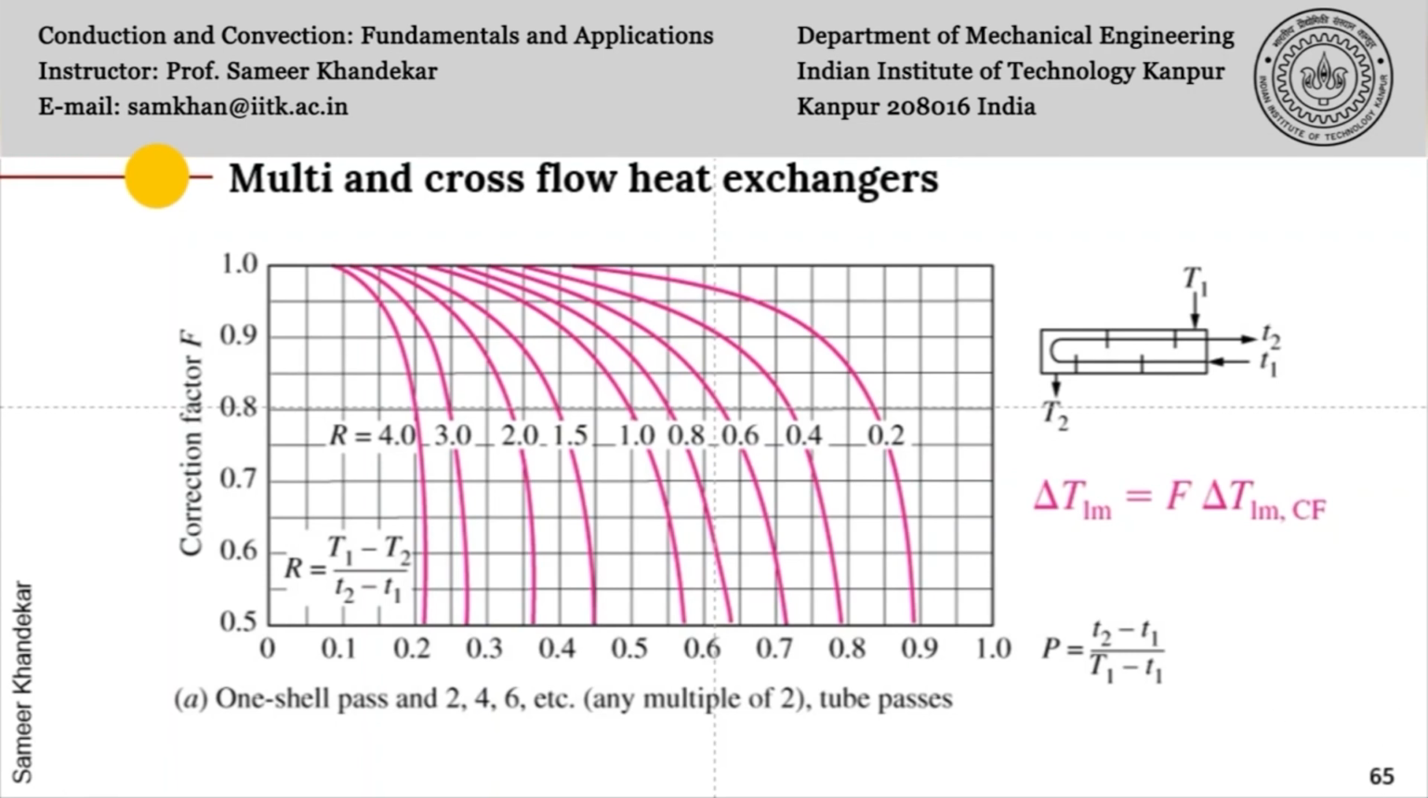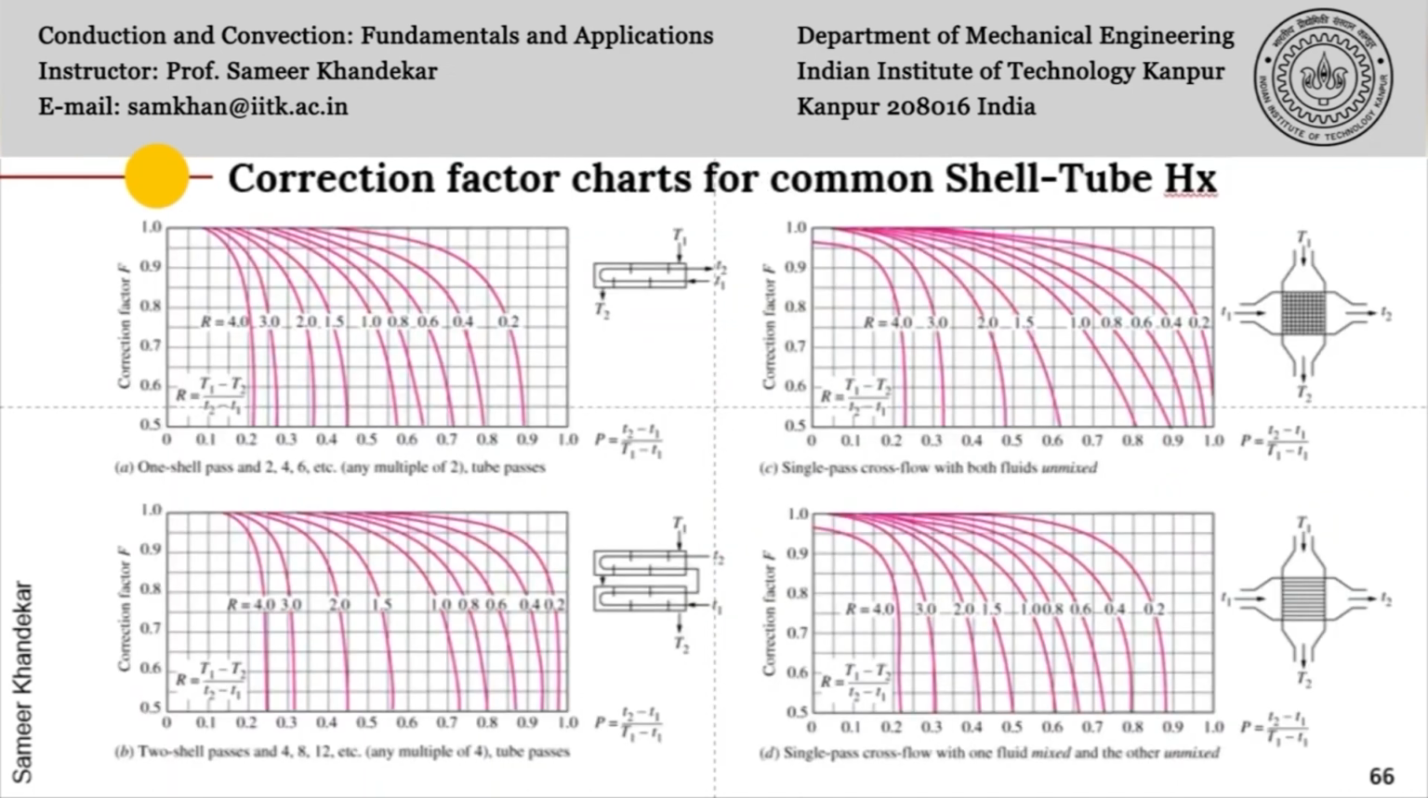So we will see some examples on the next slide, which is slide number 66. So here you can see this is the graph which we just saw, and similar graphs for single pass cross flow with both fluids mixed or unmixed are given on the right hand side, and below you can have 2 shell passes with 4, 8, 12 and multiples of 4 tube passes. So this is like a combo unit in which either you have 4 or 8 or 12 passes. The first one was 2, 4 and 6 passes of the tubes.